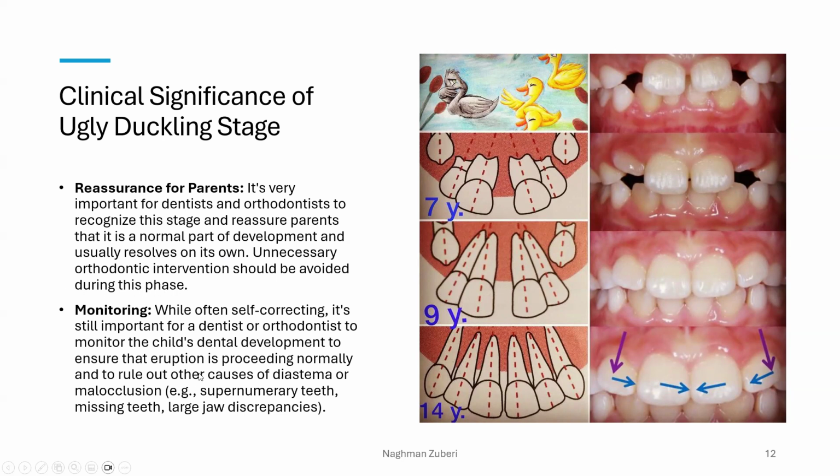Monitoring. While often self-correcting, it's still important for a dentist or orthodontist to monitor the child's dental development to ensure that eruption is proceeding normally and to rule out other causes of diastema or malocclusion. For example, supernumerary teeth, missing teeth, large jaw discrepancies, etc.